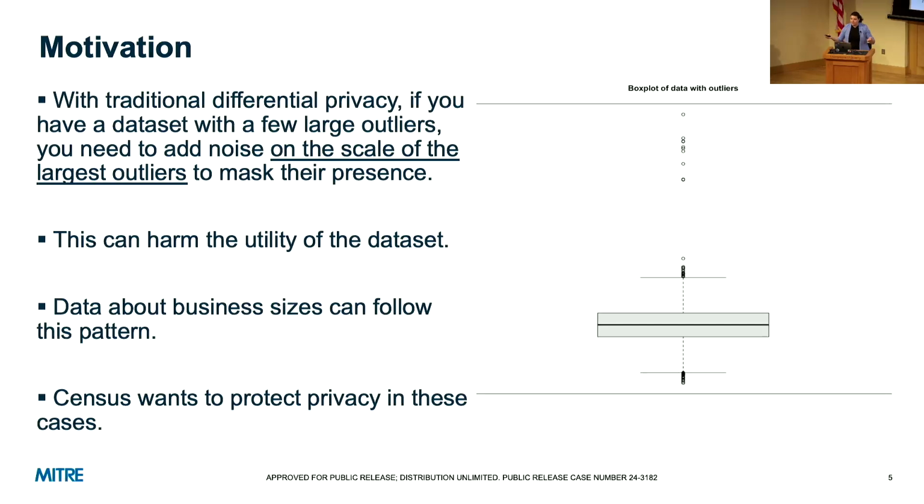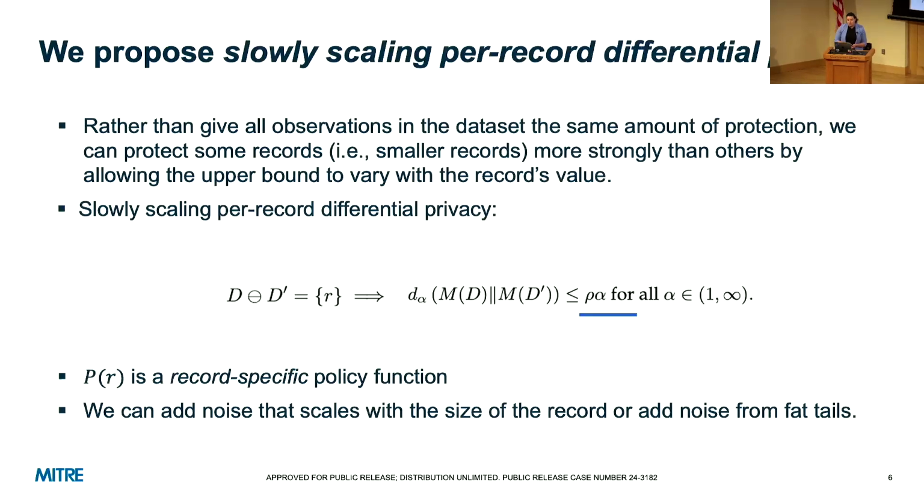Census also collects business data beyond the individual respondent census data. And so that was the motivation behind our project. So we propose slowly scaling per record differential privacy to better handle these data sets with large outliers.